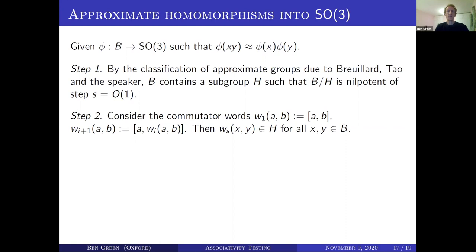And so we'll start with the first commutator, W1 of A, B is the commutator of A, B. So that's A B A inverse B inverse. And then just keep taking commutators. So the (i plus first) commutator is the commutator of A with the ith commutator.